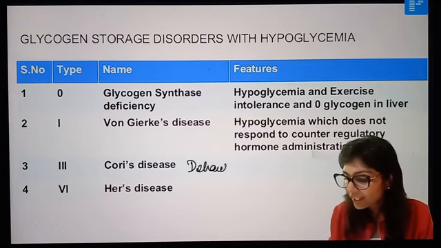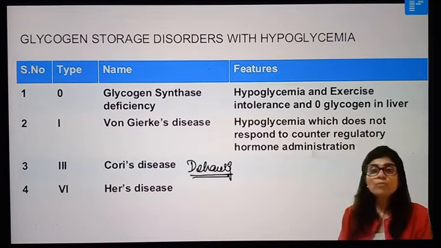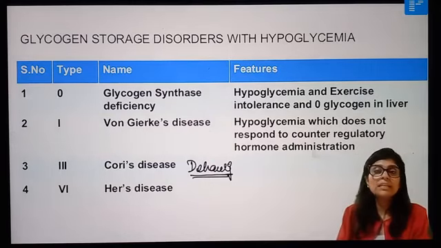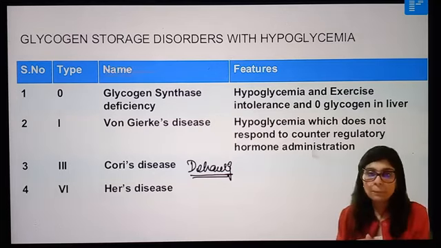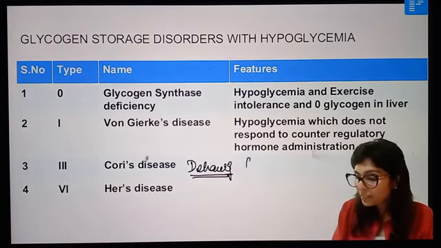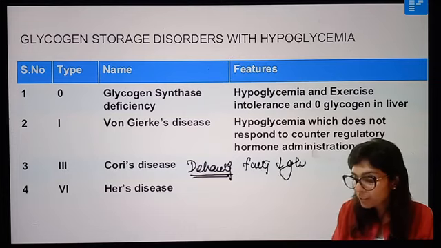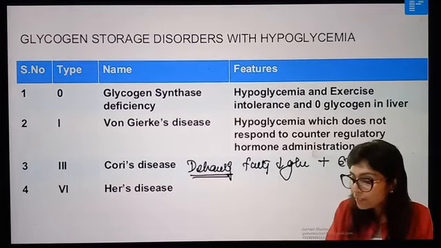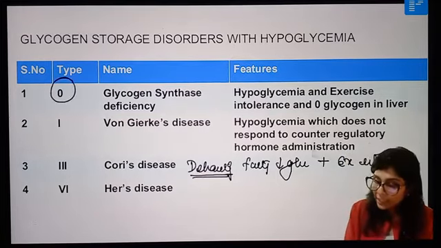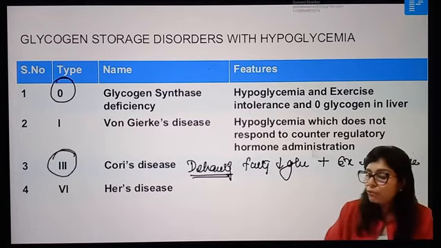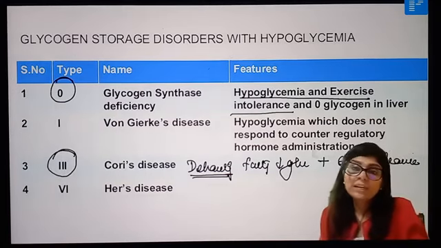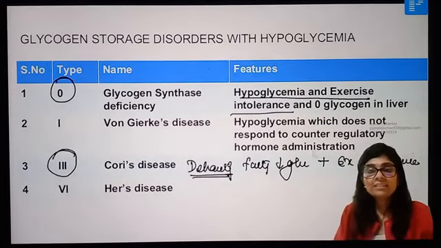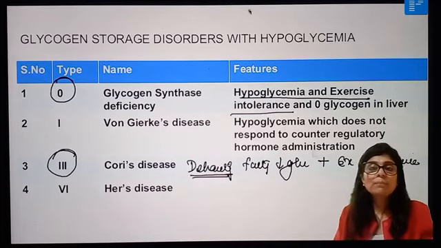or debranching enzyme defect. Again, I have not mentioned whether it is liver debranching enzyme or muscle debranching enzyme, which means it's defective both in liver and in muscle. When liver glycogen metabolism is affected, it will present as fasting hypoglycemia. When muscle glycogen metabolism is affected, it will present as exercise intolerance. So not only type 0, even in type 3, you find both hypoglycemia and exercise intolerance. And I told you, whenever you see both hypoglycemia and exercise intolerance, you should take a liver biopsy.